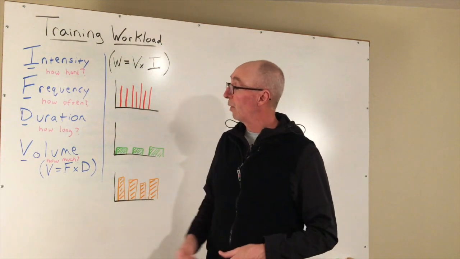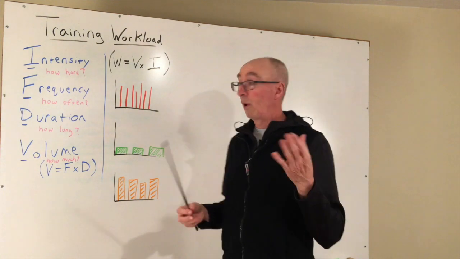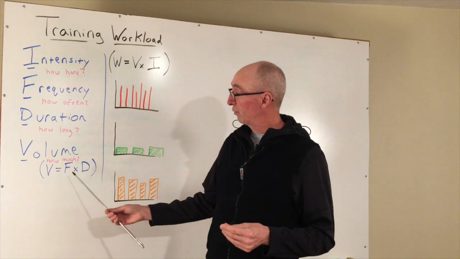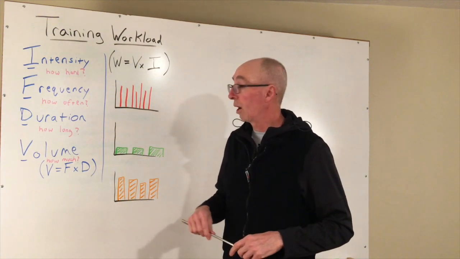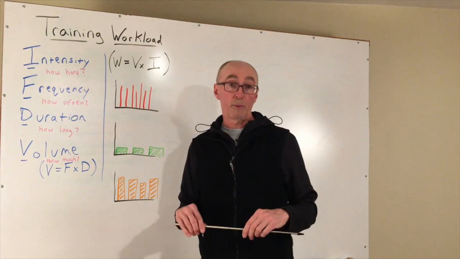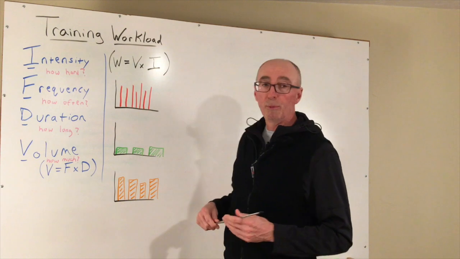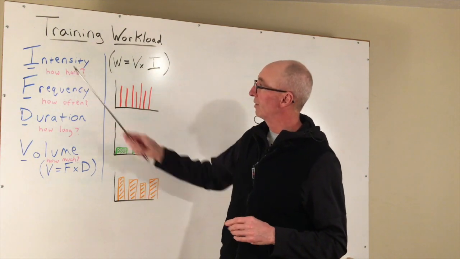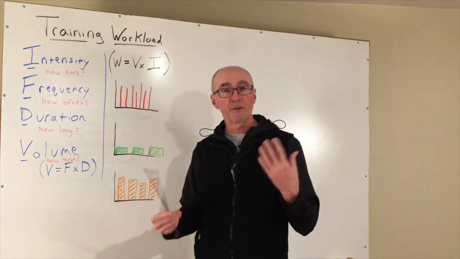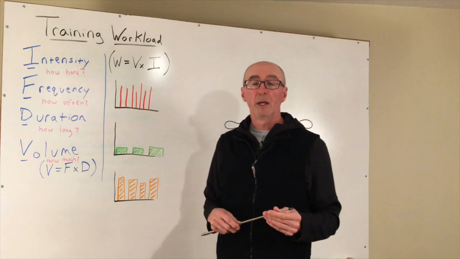And then lastly, we have volume. How much? And so if we're using that weekly model, volume is simply the frequency times the duration. So if we did 5 workouts of 1 hour, our volume was 5 hours for that week. Workload, or W, is the product of volume times intensity. So what that really signifies is how much our training impacts our bodies.